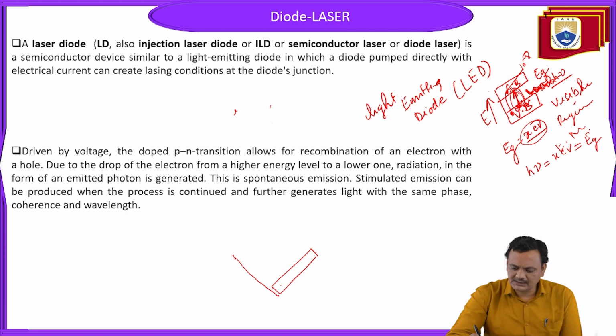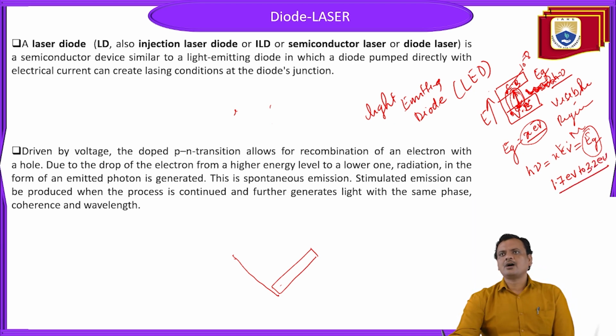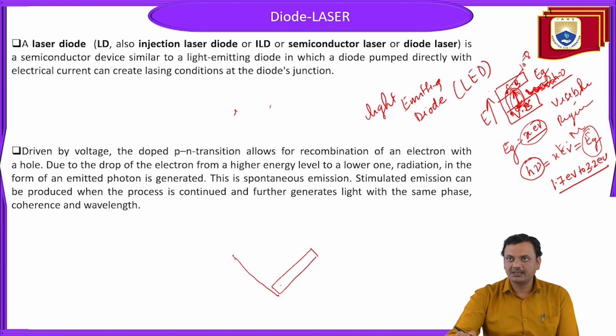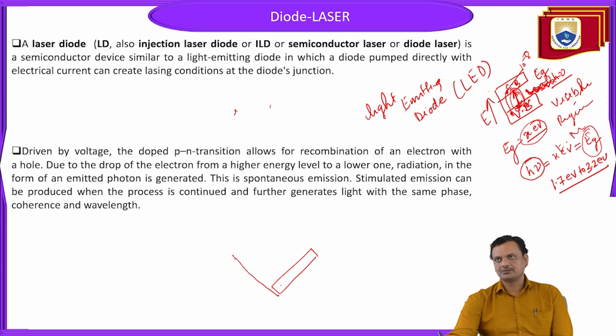And if this Eg, this band gap value, lies in the visible range of the spectrum, that is from nearly 1.7 electron volt to 3.2 electron volt, what happens? You will be able to see this radiation in the form of light. Okay, so this is the main concept.